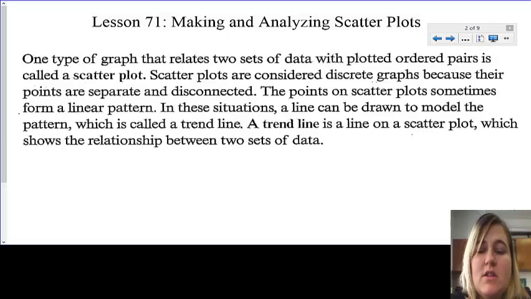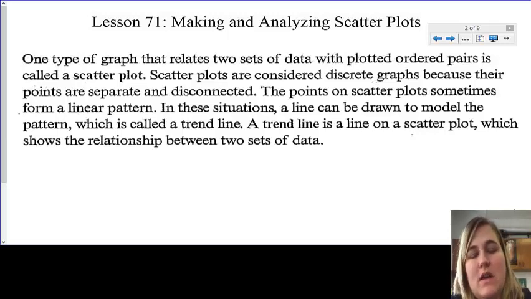The points on scatter plots sometimes form a linear pattern. In these situations, a line can be drawn to model the pattern, which is called a trend line. Whenever we draw a line to model the pattern, we are not necessarily connecting all of the points. We're just drawing a line that best fits all of the data points.